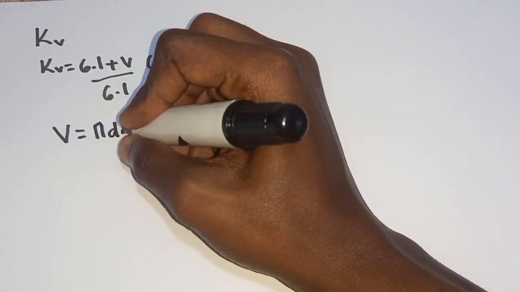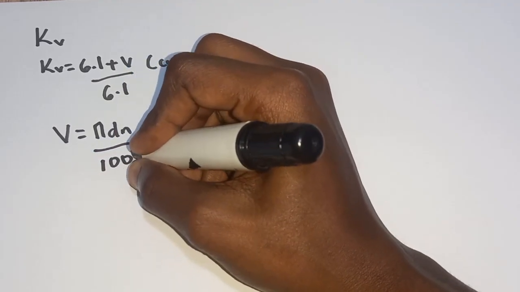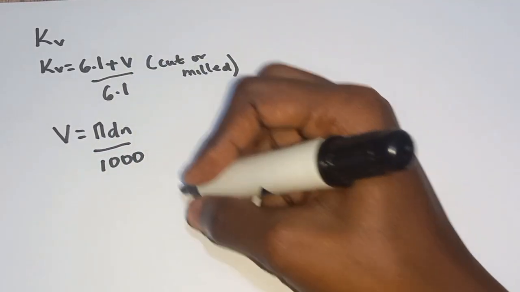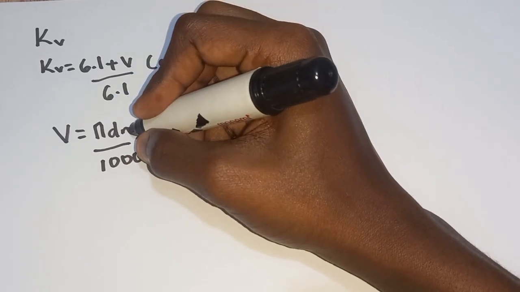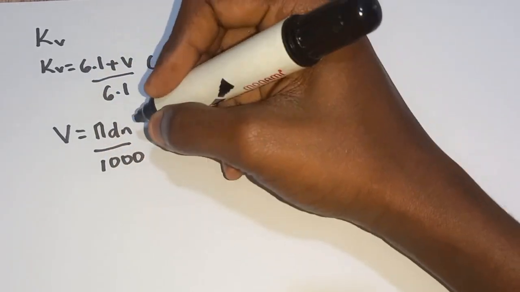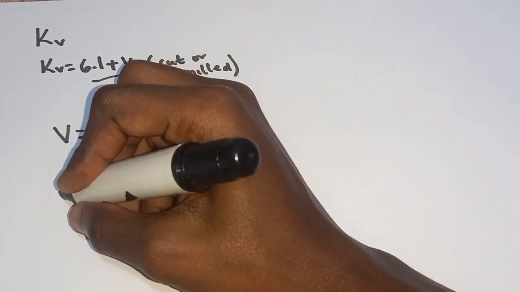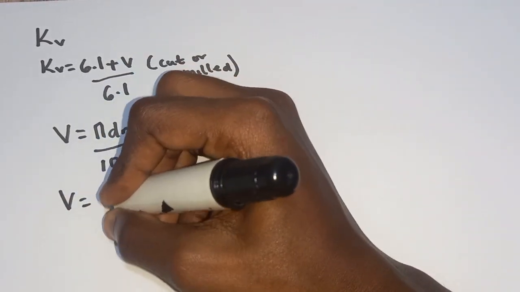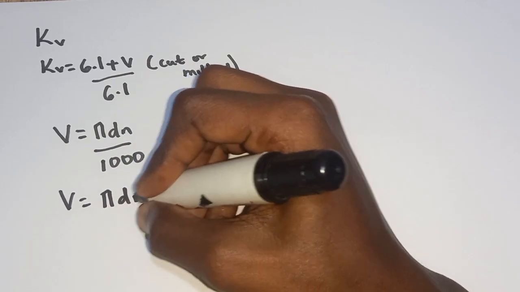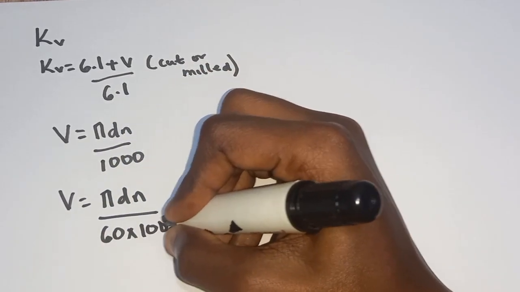So then we know that velocity, its formula is given by pi d n over 1,000. In designing, there are formulas, okay? You don't have to stress yourself. We know the d, we know the n. But here with the velocity, the n must be in revolutions per second. But in the question, we're given in revolutions per minute. So then v is equal to pi d n divided by 60 times 1,000.